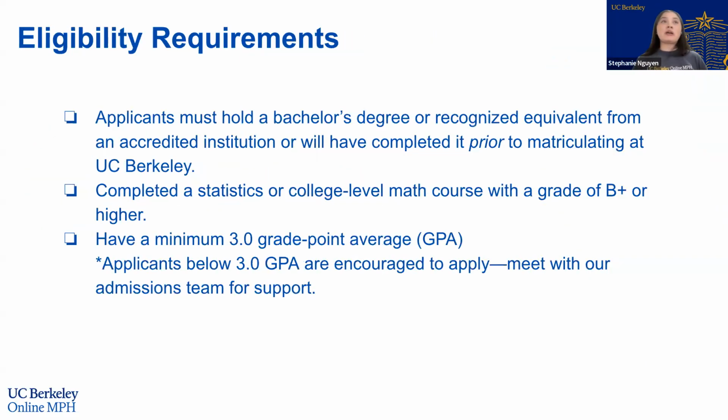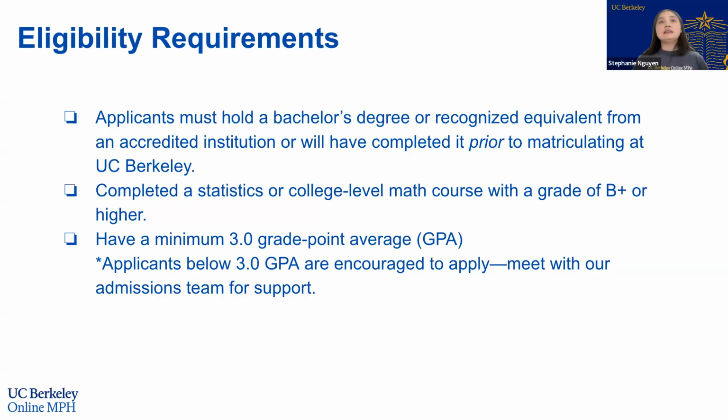So the eligibility requirements are three specific things. We ask that students have a bachelor's degree from a recognized equivalent from an accredited institution, or will have completed it prior to matriculating at UC Berkeley. So you can be a senior applying to our program, but as long as when it's time to enroll in the program, you will have conferred your bachelor's, meaning that you've met all the requirements to earn your bachelor's degree. And for most international students, sometimes it might be called a first degree. So either or will be accepted.